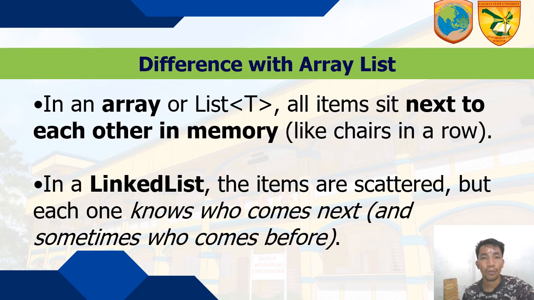So, what's the difference of a linked list with an array? With an array, all items sit next to each other in memory, like your arrangement in a row. Whereas in a linked list, the items are scattered, but we know who comes next and sometimes who comes before through their addresses.